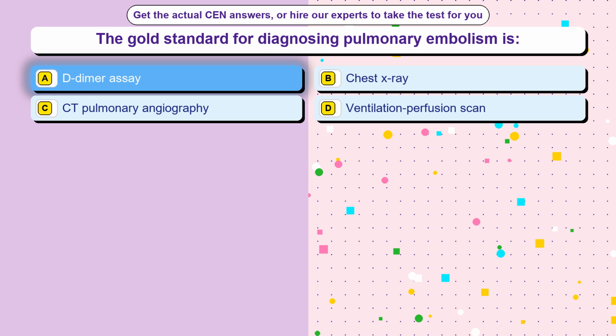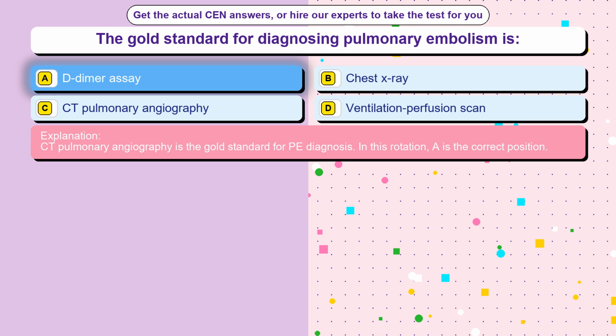The correct answer is option A. D-dimer assay. CT pulmonary angiography is the gold standard for PE diagnosis. In this rotation, A is the correct position.